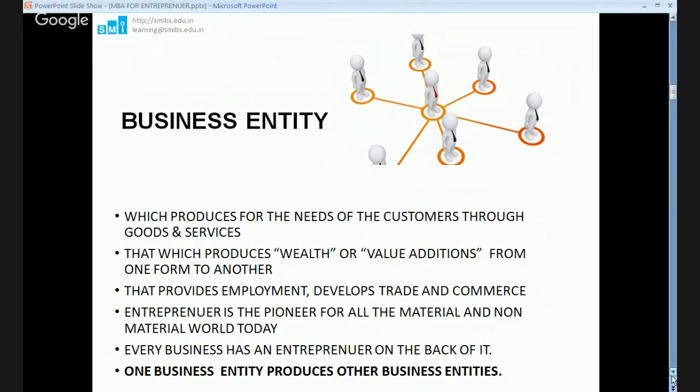Entrepreneurs are the pioneers of all material and non-material worlds today. Be it animal husbandry, agriculture, or the plantations, the people who work there, the people who produce the saleable commodities have entered into business, and from one corner of the country to another, the products move, the trade develops, communication, transportation, then several developments are taking place: roads, railways, airlifting.